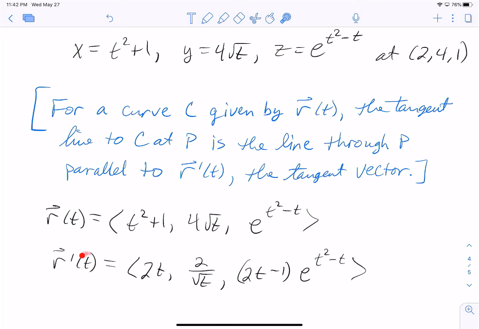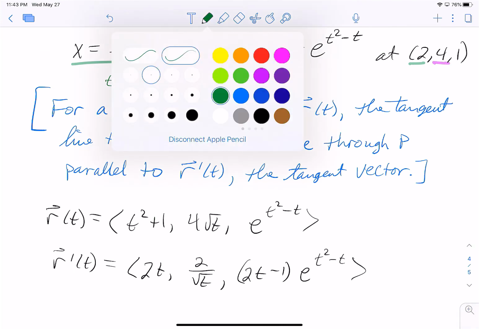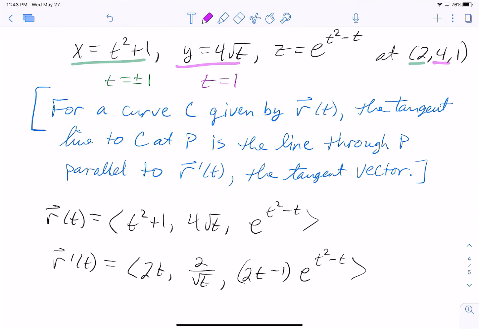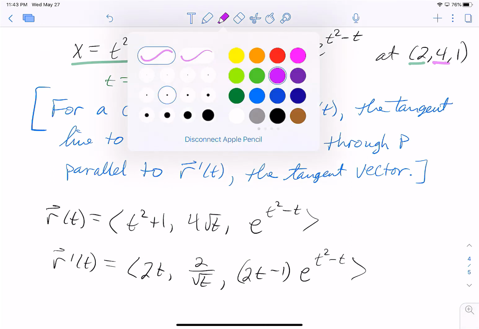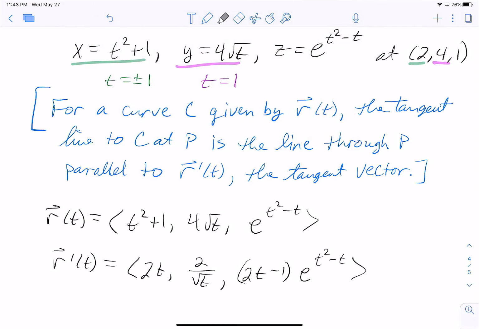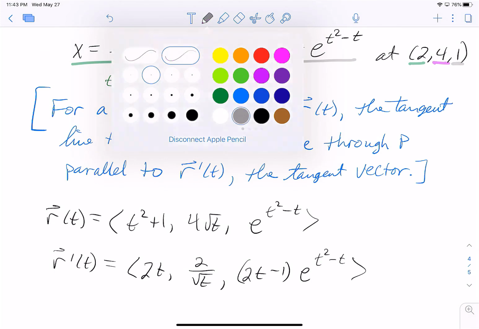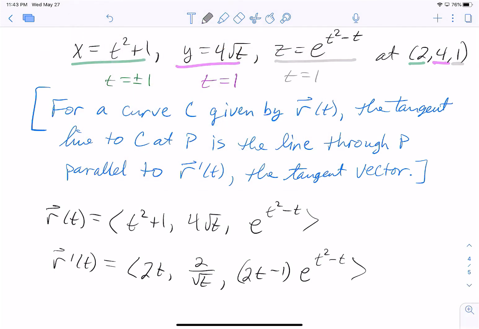We have the point 2, 4, 1, and that'll be good for our parametric equations for the tangent line, but that doesn't help us figure out r prime of t. We need a value of t. We can look and see if x is t squared plus 1 and x is equal to 2, then t must be equal to plus or minus 1. If y is equal to 4 times the square root of t, and for our point y is equal to 4, then it follows that t must be equal to 1. So we've nailed it, but let's go ahead and confirm using z. Z is e to the t squared minus t, and that's supposed to be equal to 1 from our point. And therefore we confirm that t is equal to 1.